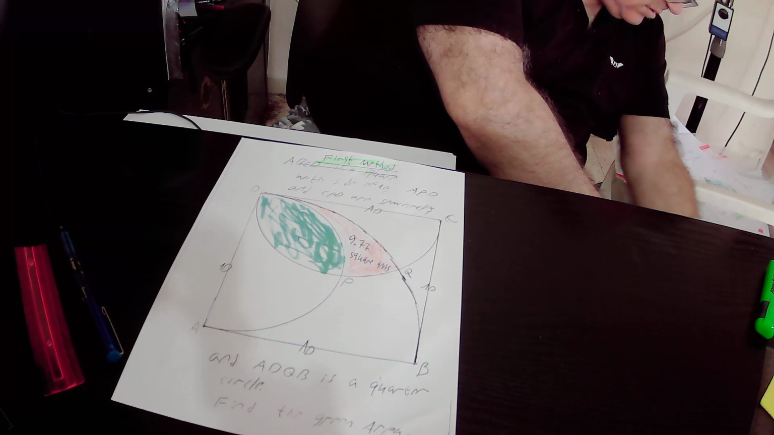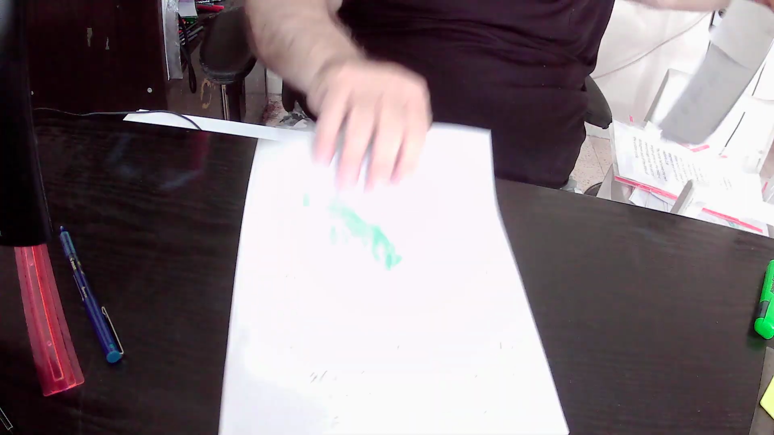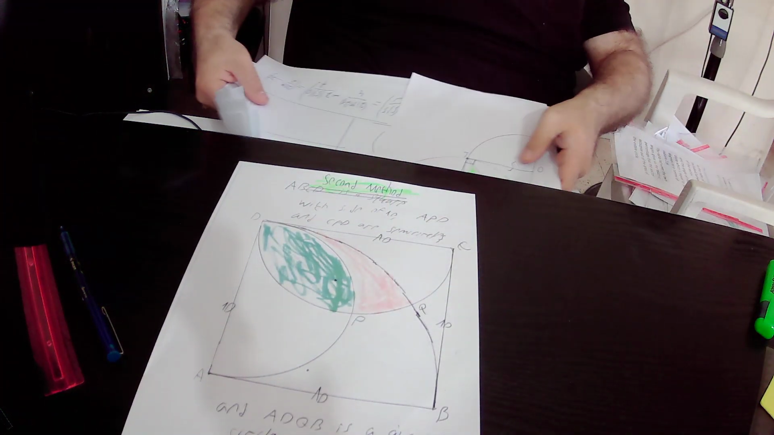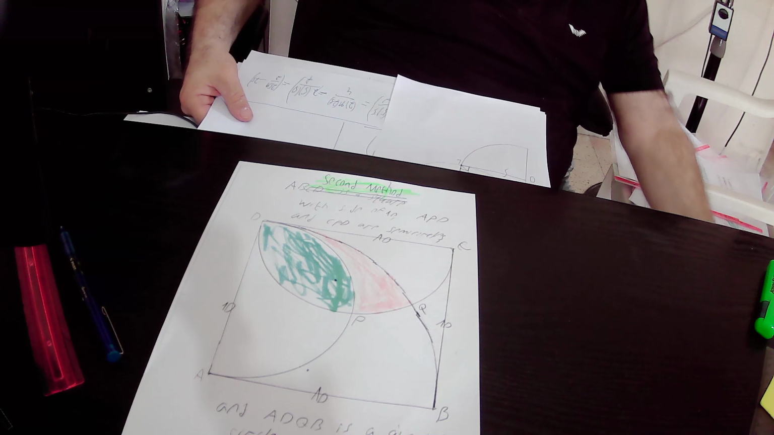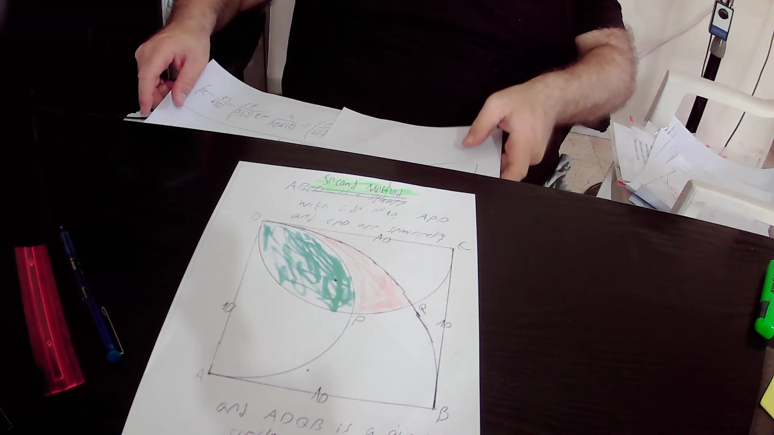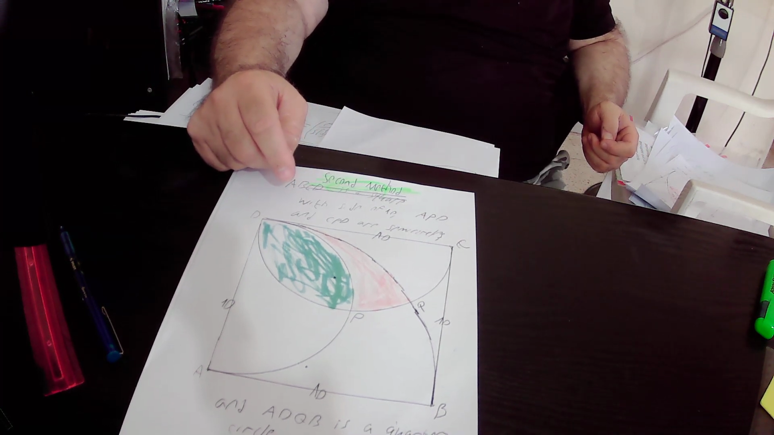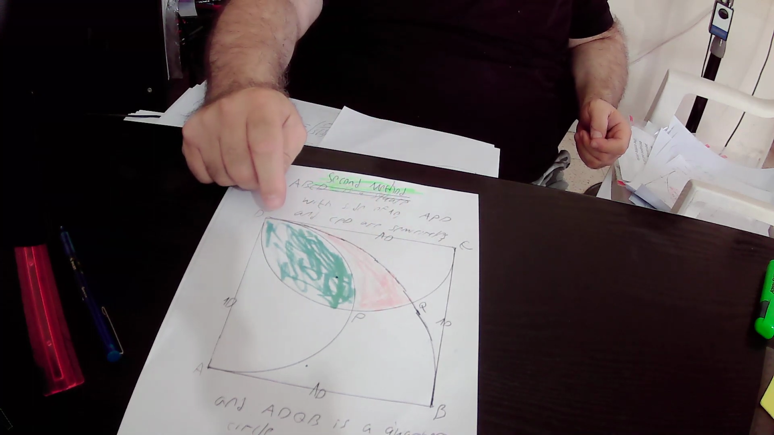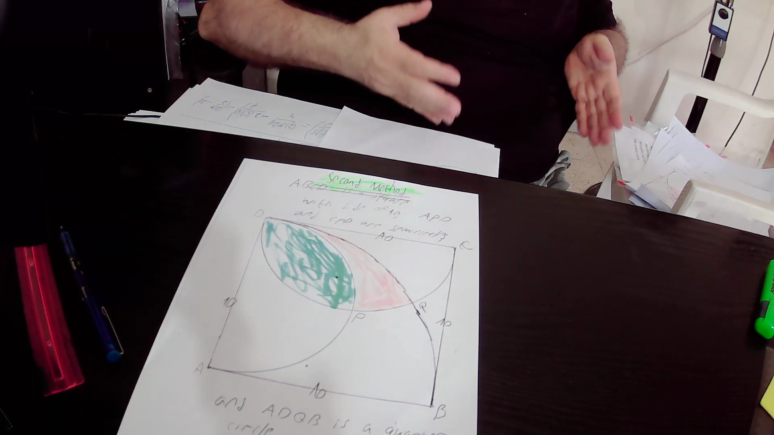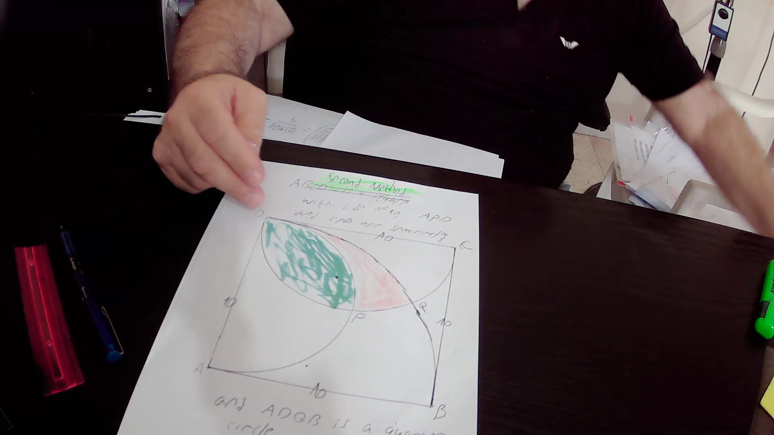Then in the second method, we calculated the area of the orange shape by calculating directly the area of the big shape. We calculated also the area of the blue shape. We subtracted the two areas from each other, and that gave us the area of the orange shape.